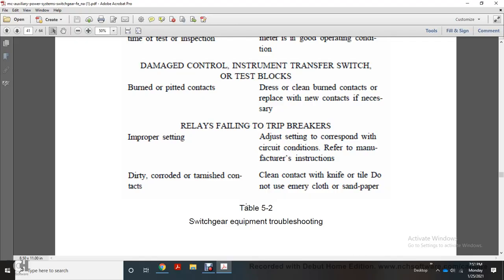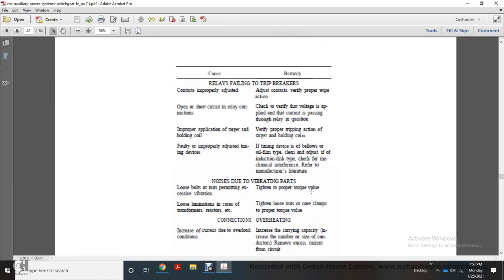Relays failing to trip breakers at the proper setting. Adjust the setting to correspond with circuit conditions. Refer to the manufacturer's instructions. Dirty, corroded, or tarnished contacts: clean contacts with a knife file. Do not use emery cloth or sandpaper.